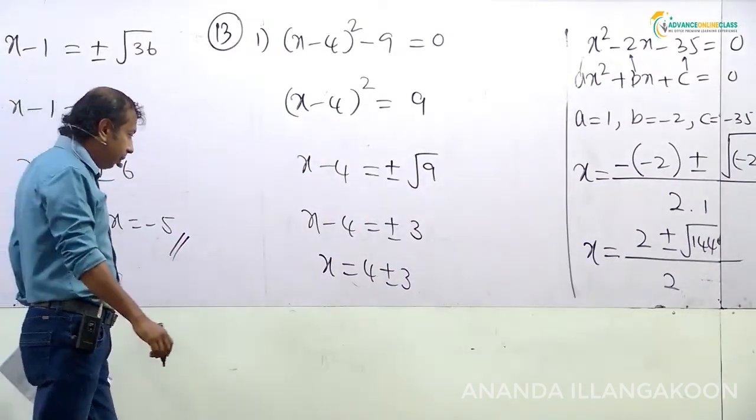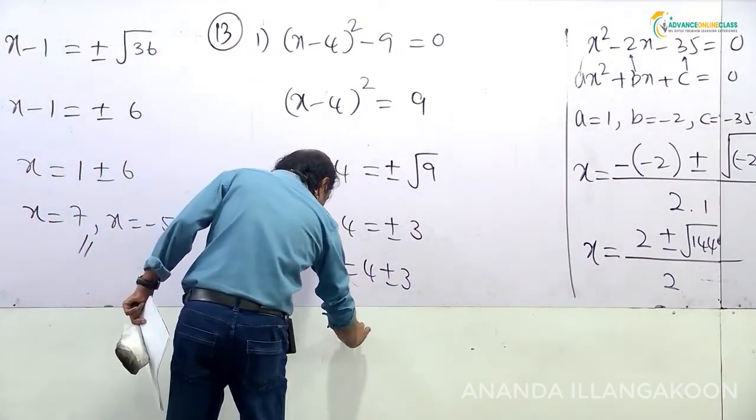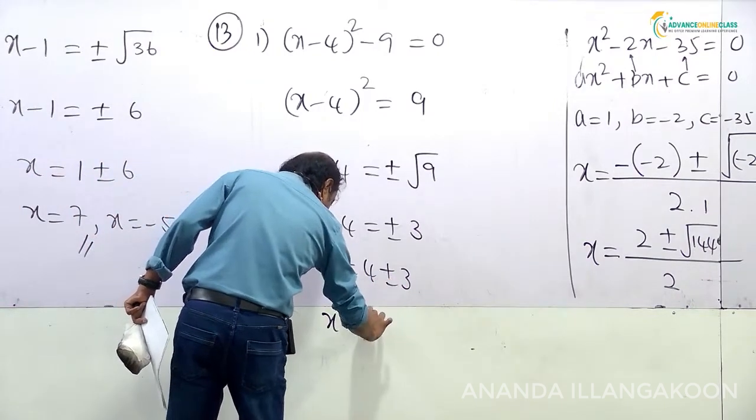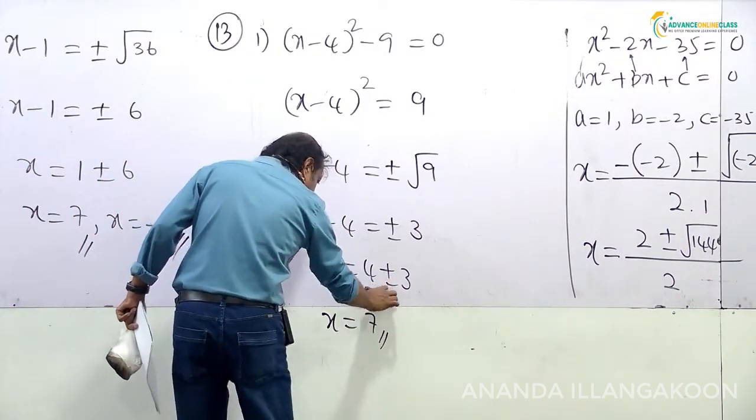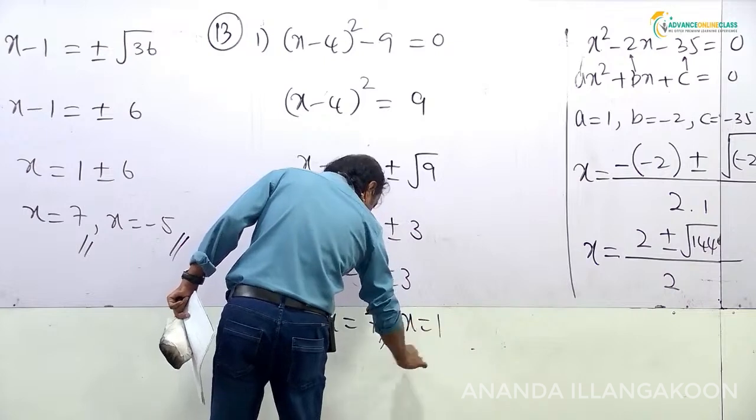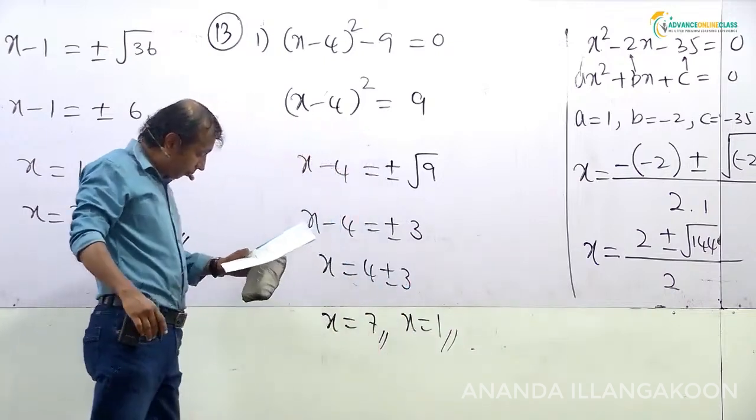Now take the plus sign, people. What do you get? Plus 4 plus 3 is 7. Take the minus sign: 4 minus 3 is 1. X equals 1. Right. This way we can take the 2 answers.